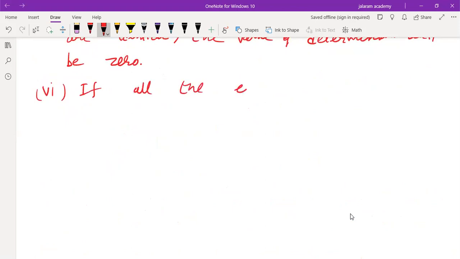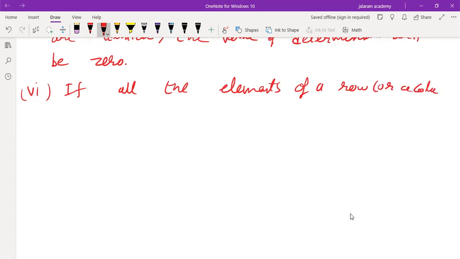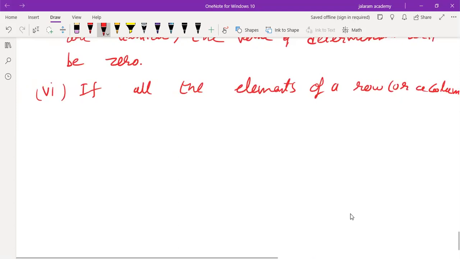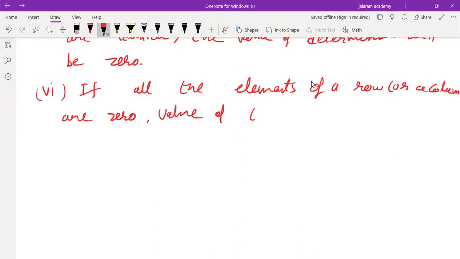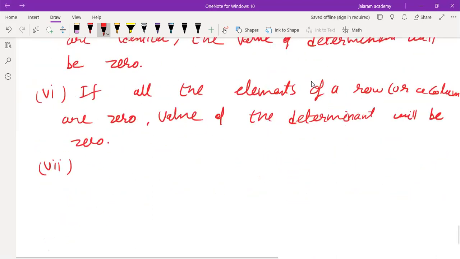If all the elements of a row or a column are 0, the value of the determinant will be 0. Next property, property number 7.